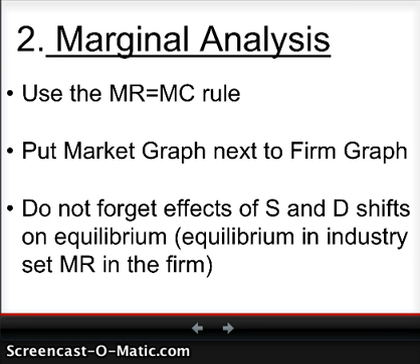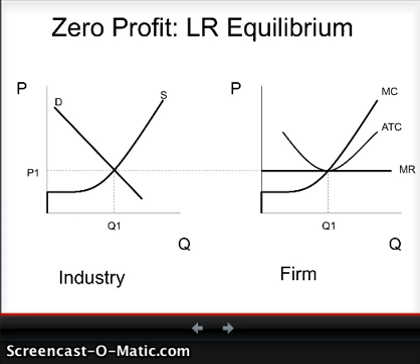We're going to use the MR equals MC rule. So what we're going to do, I'm going to skip ahead and then come back to this. We're going to put the two graphs side by side.